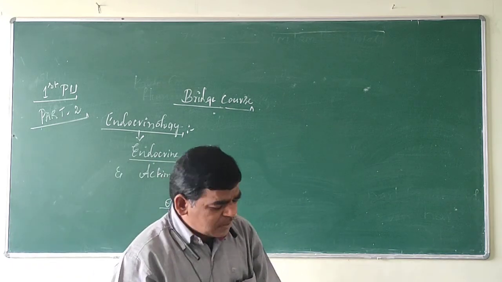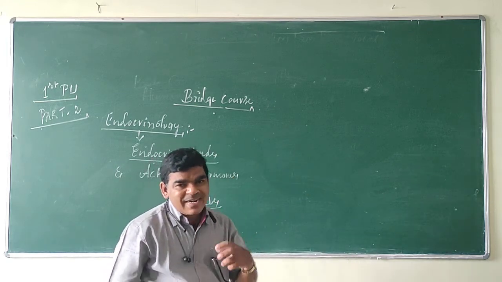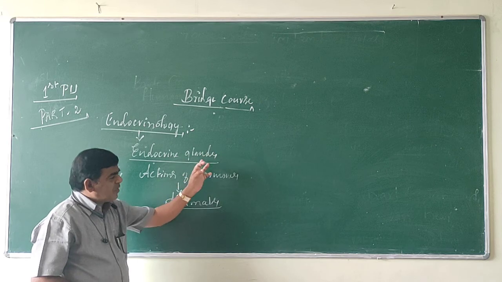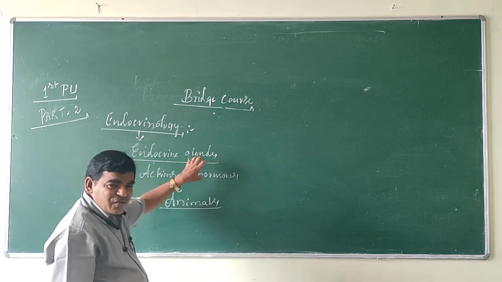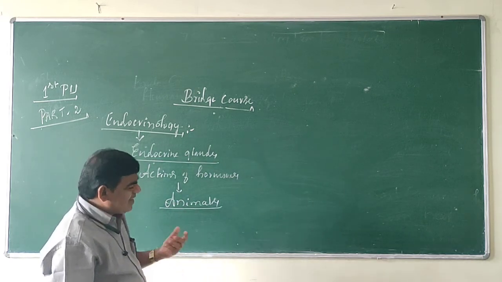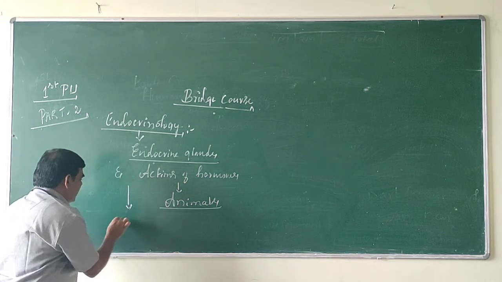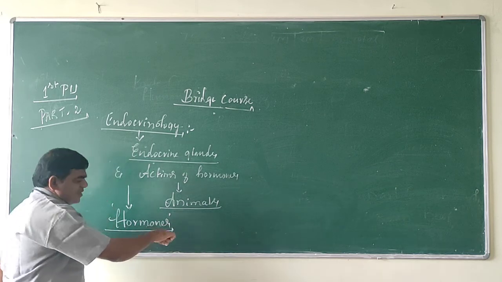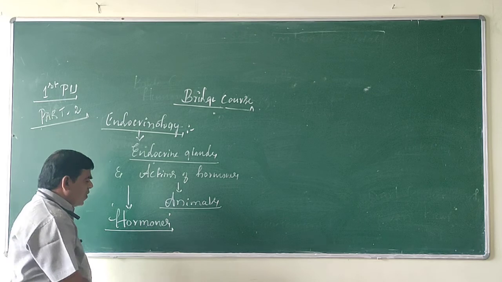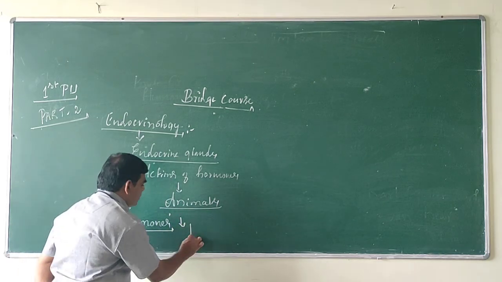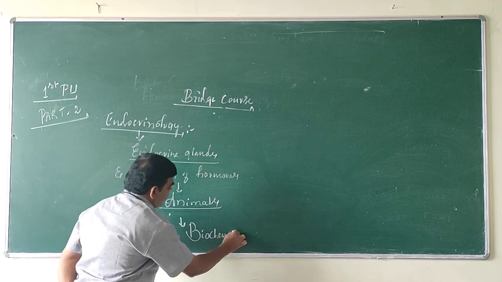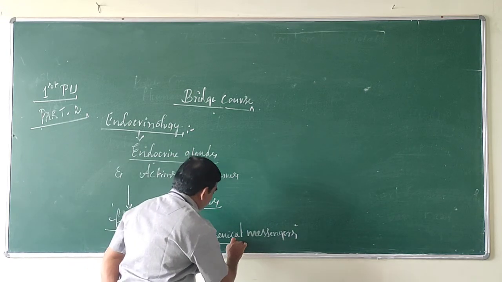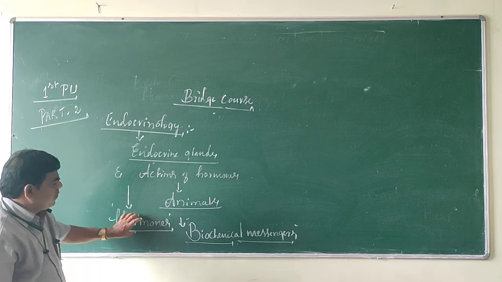There are two types of glands in the human body: endocrine glands and exocrine glands. Endocrine glands secrete hormones. Hormones are called biochemical messengers.